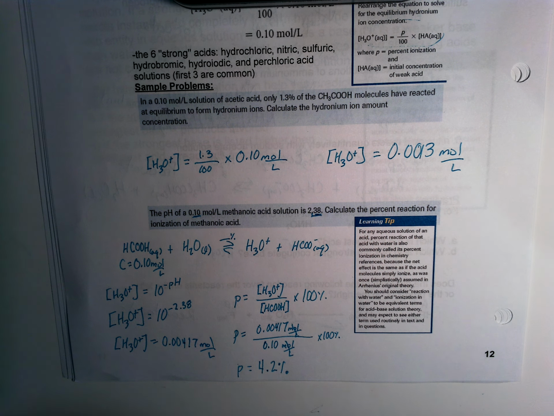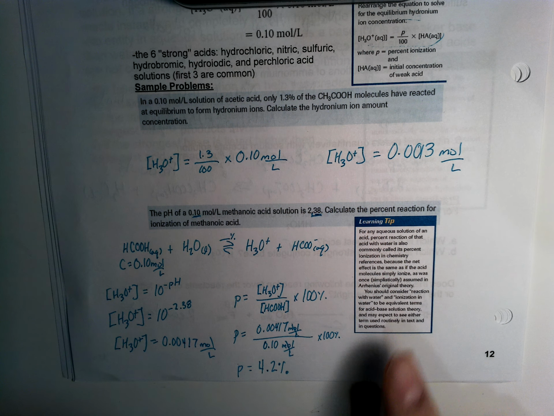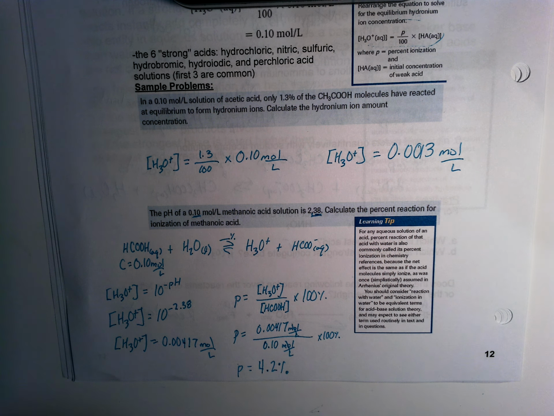Just another learning tip here: for aqueous solutions of an acid, the percent reaction of the acid with water is also commonly called its percent ionization in chemistry references, because the net effect is the same as if an acid molecule simply ionizes, as it was once simplistically assumed in Arrhenius's original theory. You should consider reaction with water and ionization with water to be equivalent terms for any of this acid-base theory. Again, you may expect to see either used in the text or in any question on your workbook, quiz, or test.